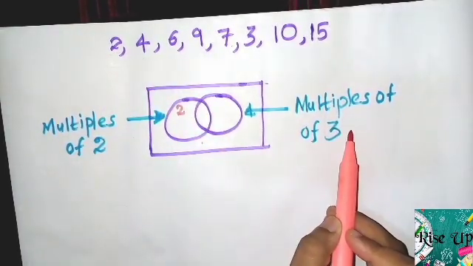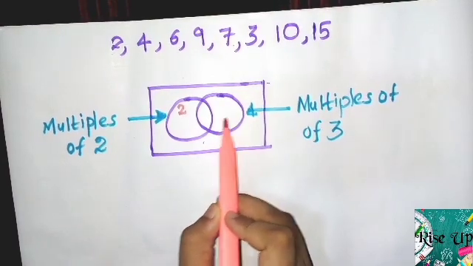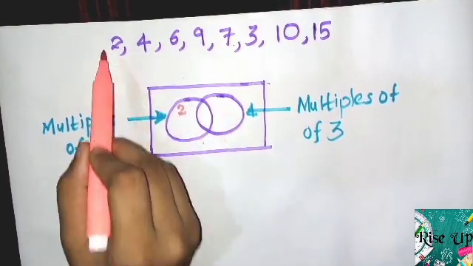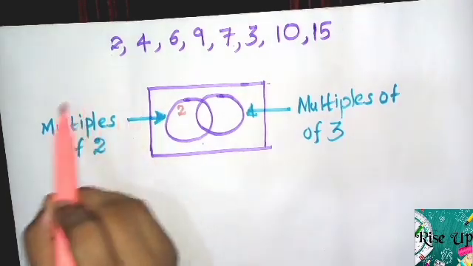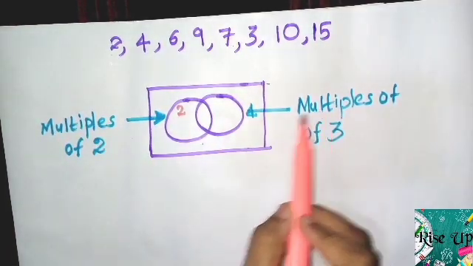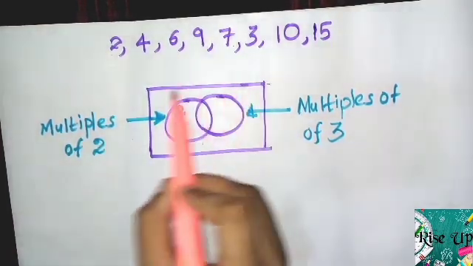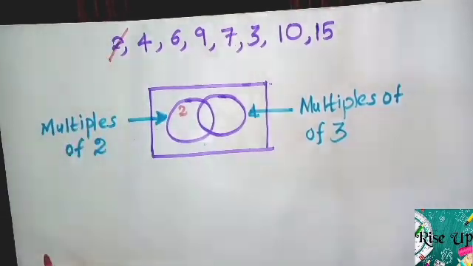Then 2 doesn't belong to multiples of 3. It doesn't belong to that set, therefore we don't write it there. So 2 belongs only to the multiples of 2 set, so we write it only in that particular set to which it belongs, not in any other.